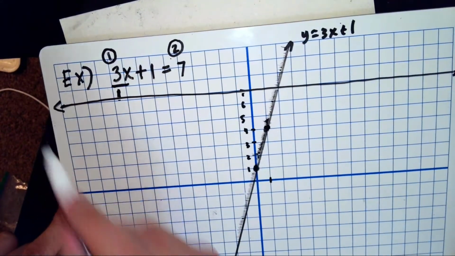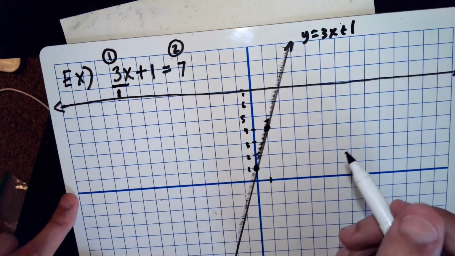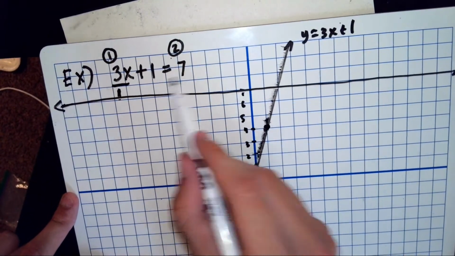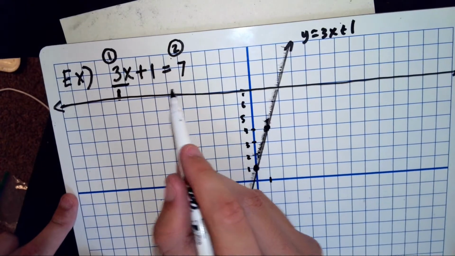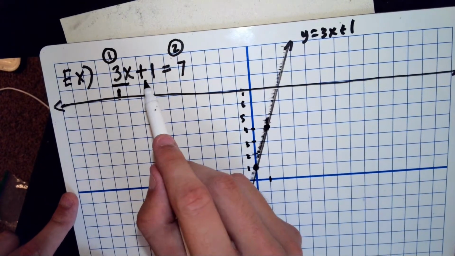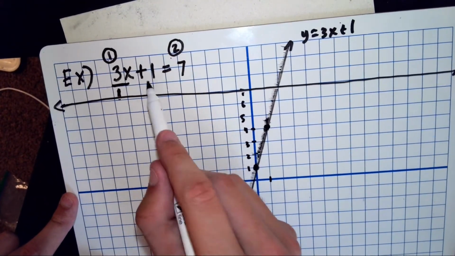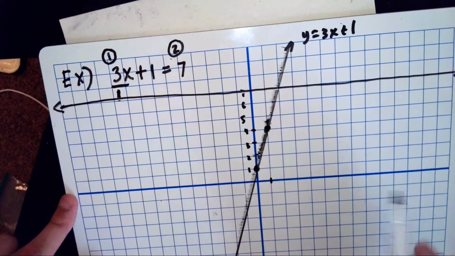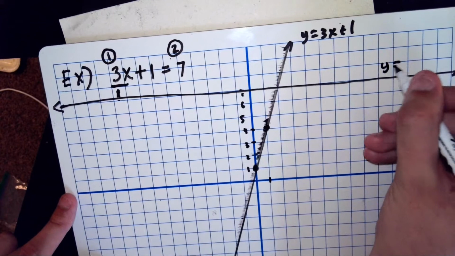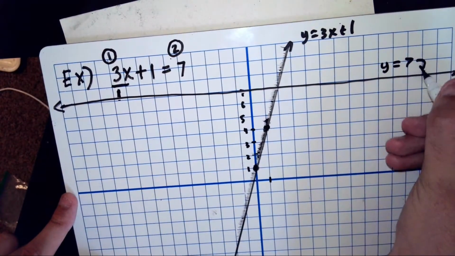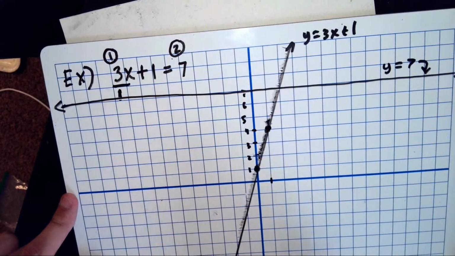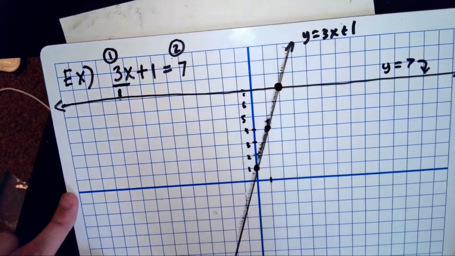And now what we want to find is where these two intersect each other. Solving an equation is equivalent to finding out where the two functions on each side of the equation will intersect each other. So this is y equals 7, this horizontal line. This line right here is y equals 3x plus 1, and we can see that they intersect right there.